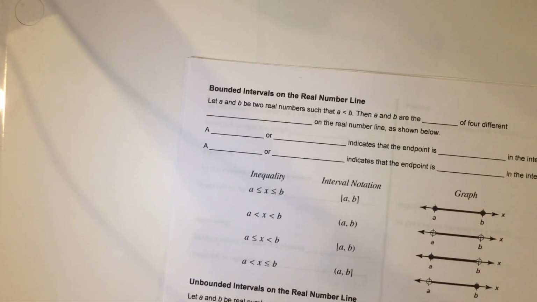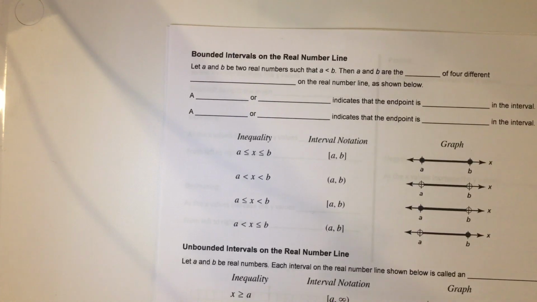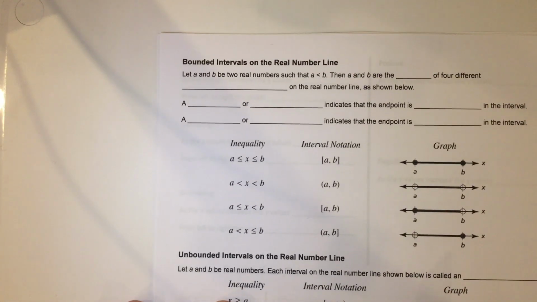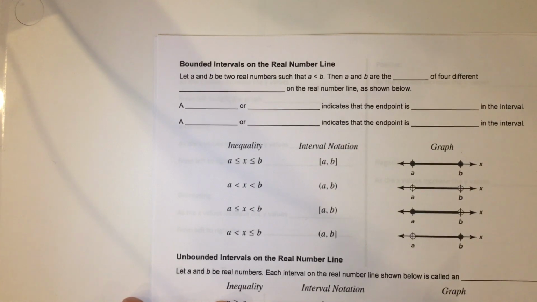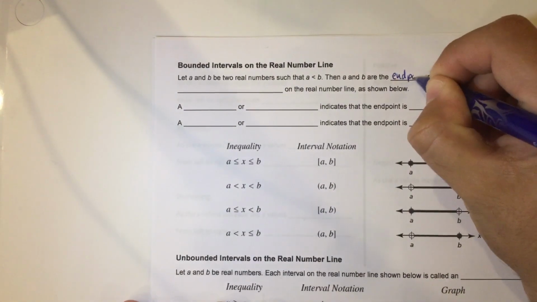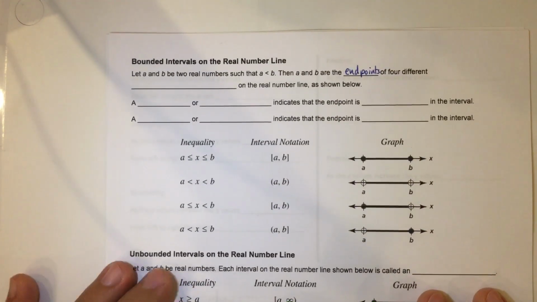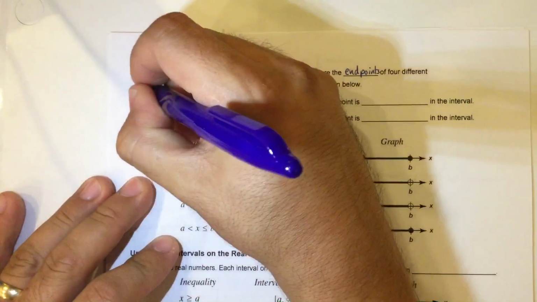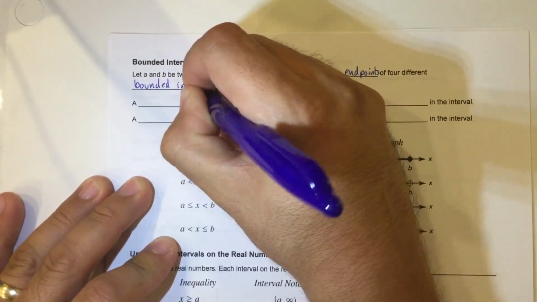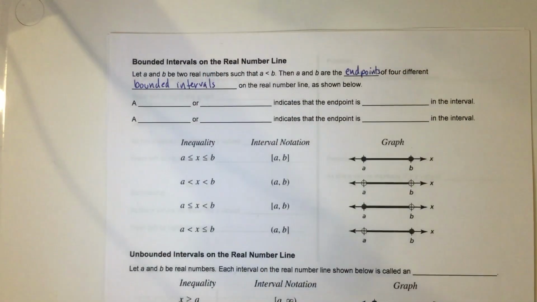All right, next thing, we have bounded intervals on the real number line. So it says let a and b be two real numbers such that a is less than b. Then a and b are the endpoints of 4 different bounded intervals on the real number line as shown below.